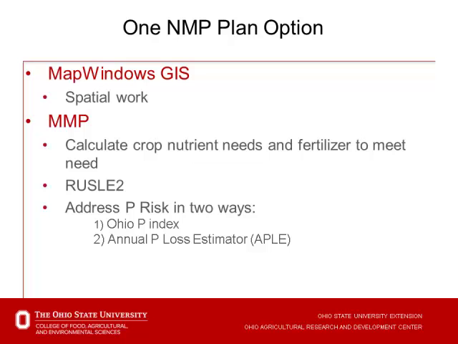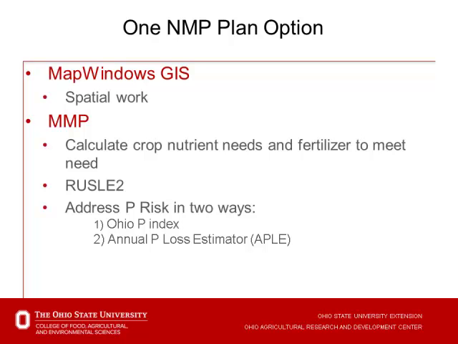We have nutrient management plans that at least one option to put them together for NRCS programs is through these two computer programs. One is called Maps Windows GIS, which does the spatial work. MMP is the Manure Management Planner, which starts to put together the nutrient piece of it from a crop production standpoint, and then has incorporated into it the P risk index as well as the nitrogen risk index, plus also you're doing erosion at the same time.